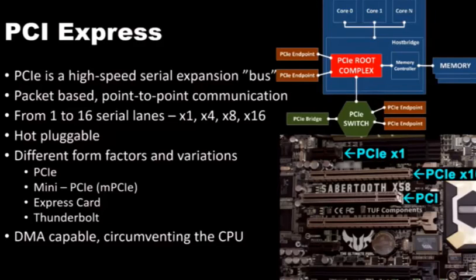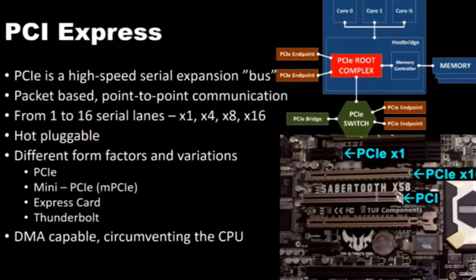Depending on how much bandwidth the device needs, it can consume between 1 and 16 serial lanes. A graphics card that needs lots of bandwidth typically consumes 16 lanes. PCI Express is designed to be hot pluggable, and it comes in many form factors and variations. It comes as the standard form factor, as you all know, the PCI Express standard graphics card and similar things. It comes in the mini PCI Express form factor, as you saw on the previous slide. It comes as Express cards, which go into laptops, and also Thunderbolt encapsulates PCI Express.